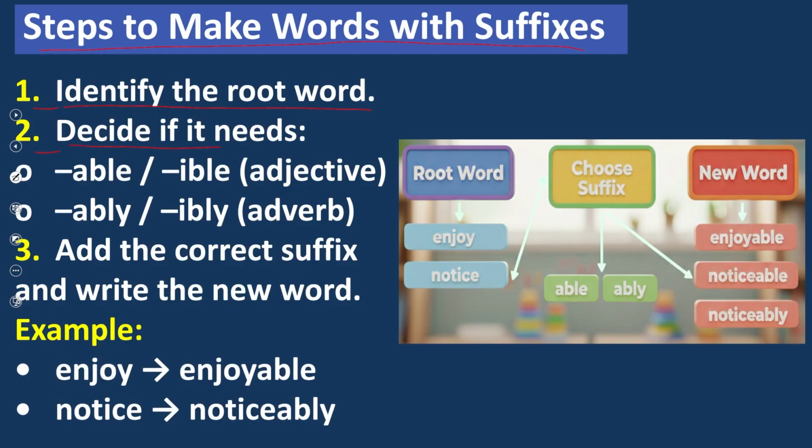Then decide if it needs able or ible, adjective, or ably, ibly, adverb. First of all, we have to identify the root, and then according to need, we have to decide from these four suffixes which is suitable. We need an adjective or an adverb, then we decide. And number three, add the correct suffix and write the new word like this example.